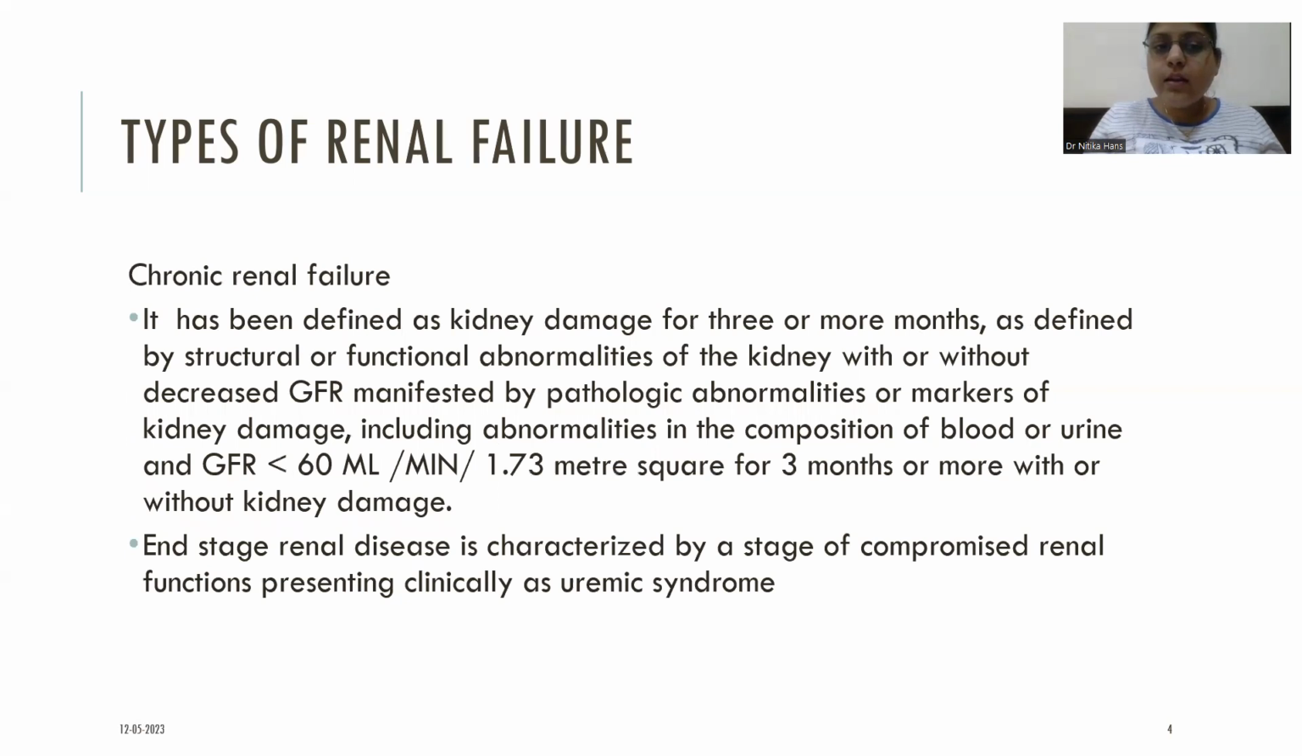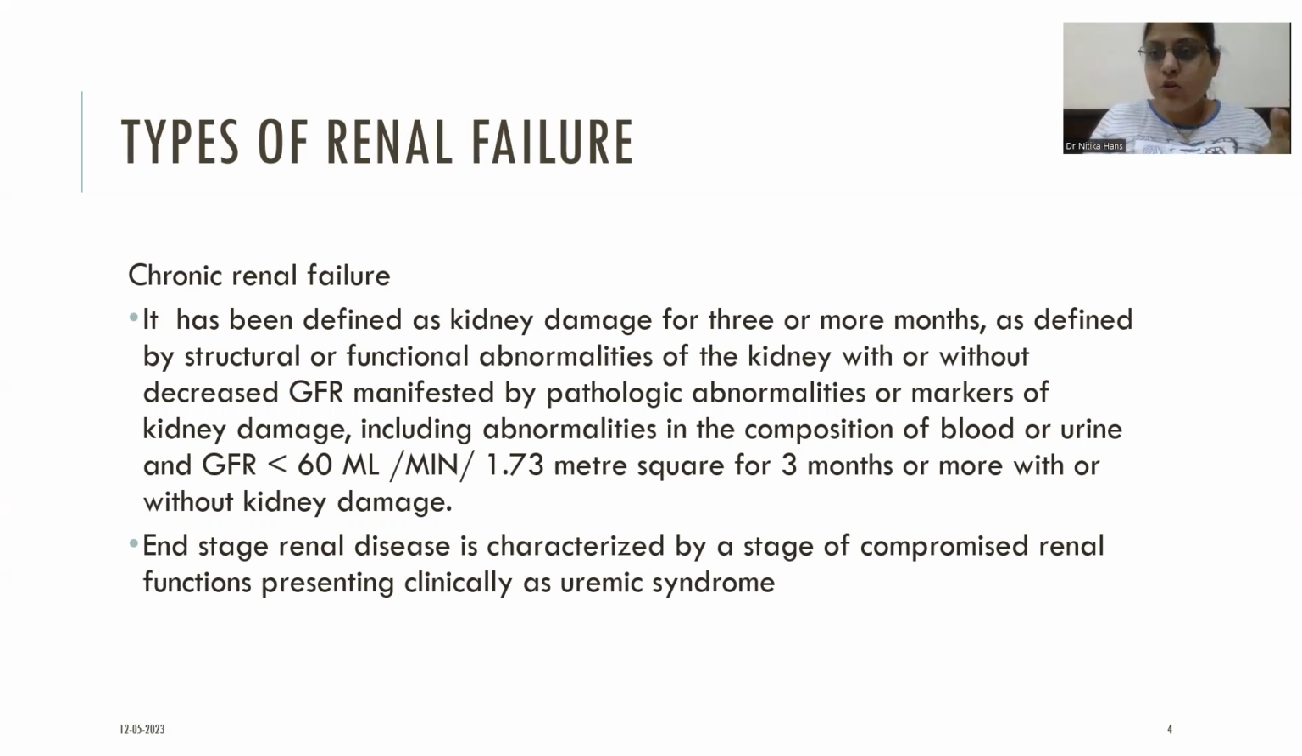Now, chronic renal failure is defined as kidney damage for 3 or 4 months or more. There are structural and functional abnormalities of the kidney, and also reduced GFR. Pathological abnormalities can occur, and markers of kidney damage can detect the presence of chronic renal failure. There can be abnormalities in the composition of blood and urine, and GFR can be less than 60 milliliter per minute per 1.73 meters square for 3 months or more, with or without kidney damage.